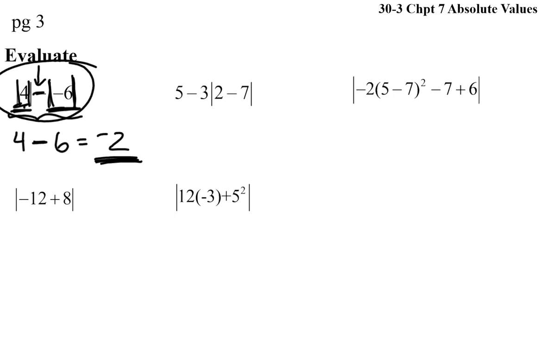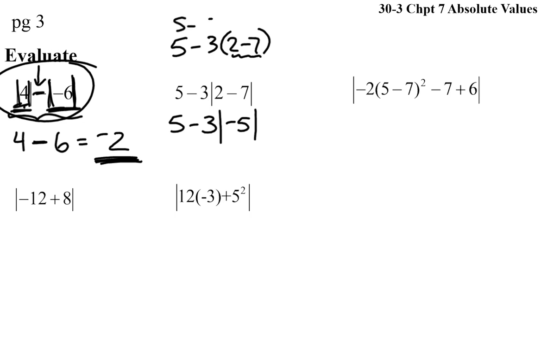So this second question, we could kind of think of it like we have curved brackets. What do the round curved brackets tell us? Do that first. So let's do that first. 5 minus 3, 2 minus 7 is negative 5. Well, after I've done that, what would my next step be?